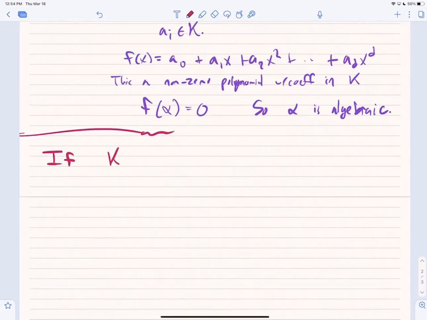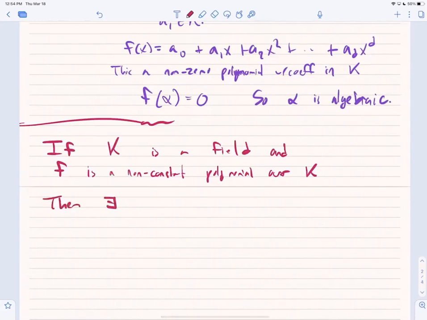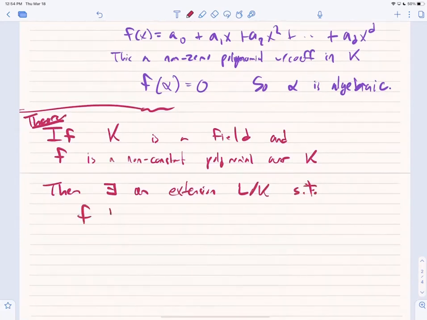If you have a field K, and F is a non-constant polynomial over K, so an element of K[X], then there exists, I guess this is a theorem or a lemma, an extension L over K such that F has a root in L. And this is somehow the meat of it.